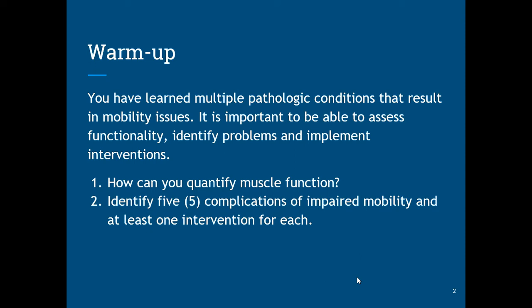So 5 complications. One of them is pulmonary, obviously, where complications of impaired mobility can be atelectasis and pneumonia. So what can we do for that? If they're able to, we can do coughing and turning, try to have them do some deep breathing, and then we can do percussion therapy if we need to as well.